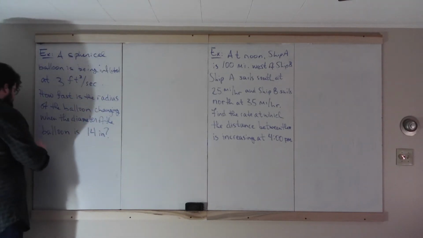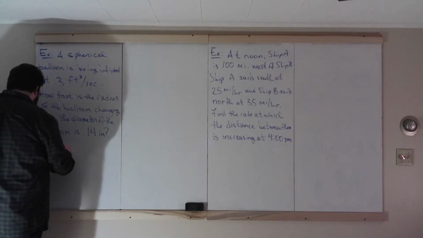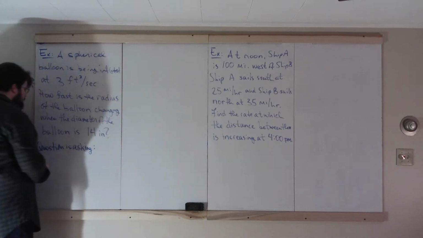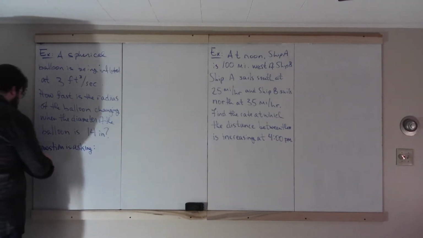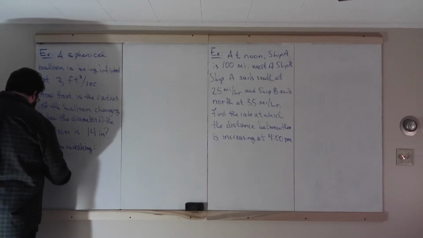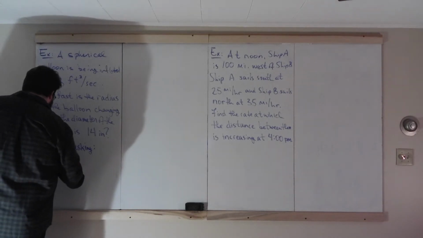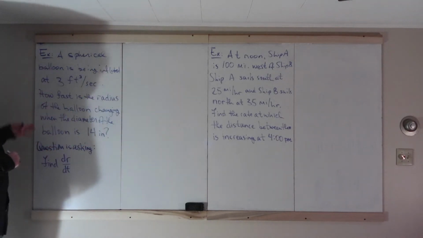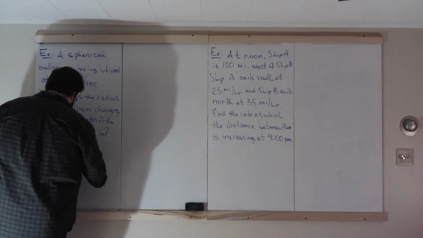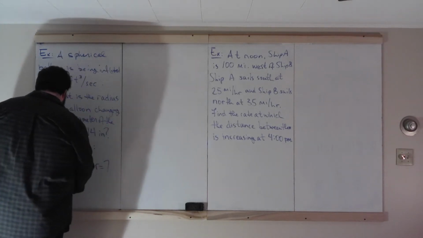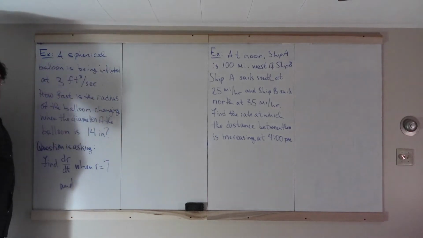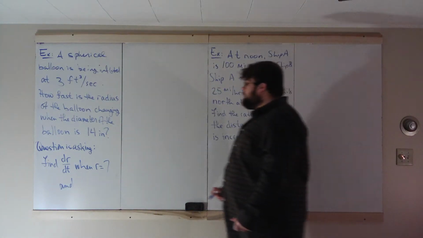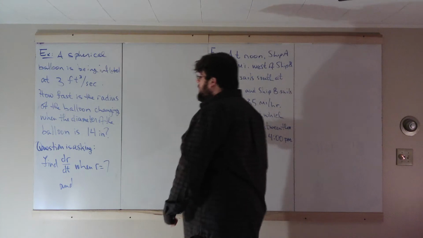Well, let's say it like this. What is the question asking? How fast is the radius changing? Well, it wants us to find how the radius is changing. Find dr/dt. When? How fast is the radius changing when the diameter is 14? Our equations for a sphere are not going to be in terms of diameter, so we do have to make the observation that the radius is 7 when the diameter is 14.